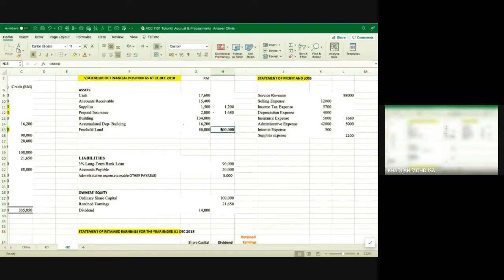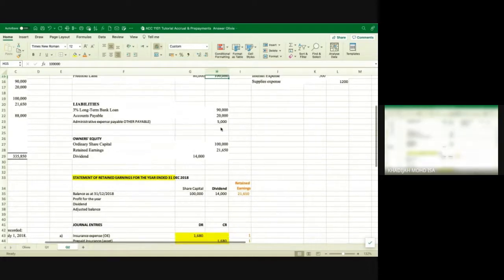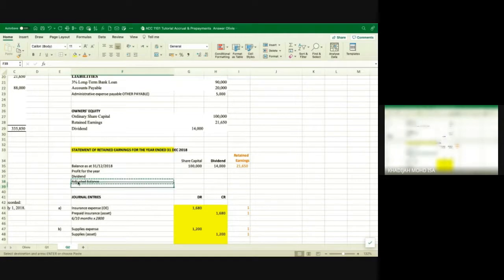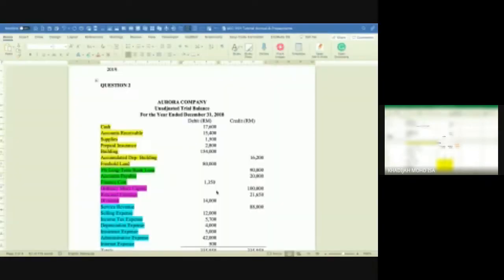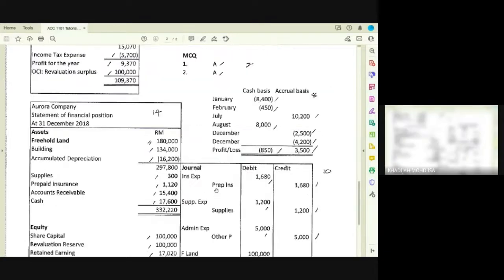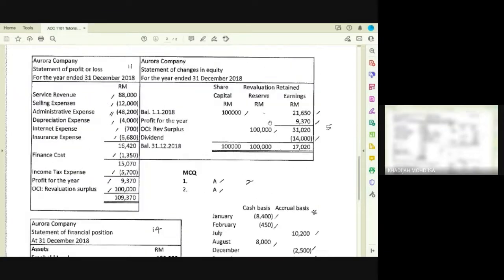Come on, Bob. Okay, your common X. Revaluation should be part of your retained earning. Revaluation reserve, how is it supposed to be? Look at the answer. Revaluation reserve, how does it appear? You have revaluation reserve there, right? You have share capital, revaluation reserve, and retained earnings.